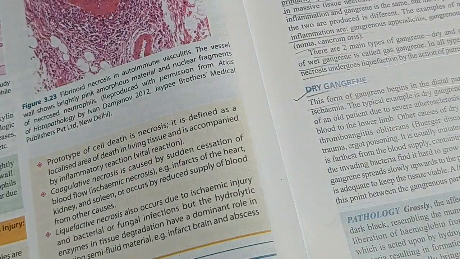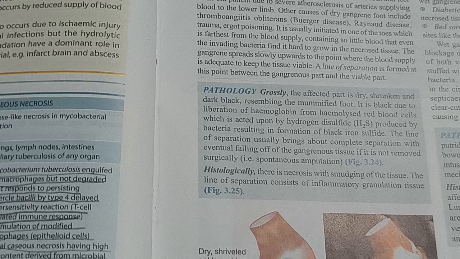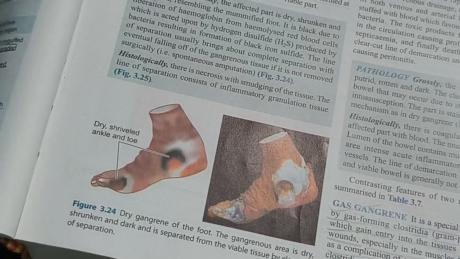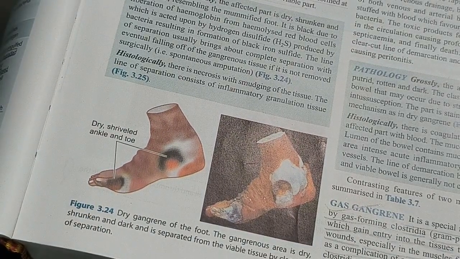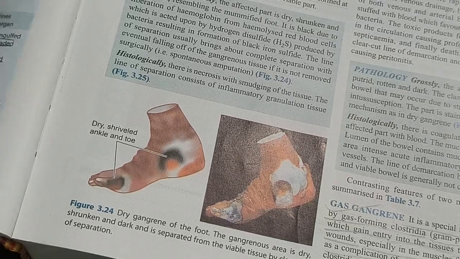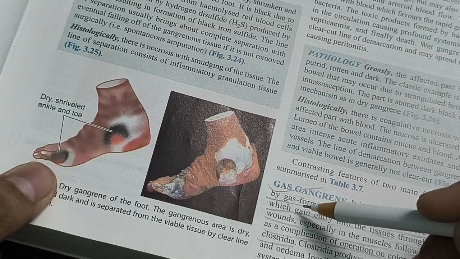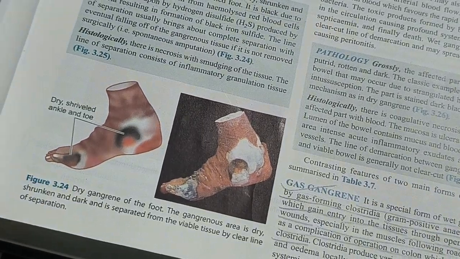And the last part that I want to explain is gas gangrene. Gas gangrene is basically a type of wet gangrene, because you know that in wet gangrene bacteria are present, but in the case of gas gangrene, the bacteria present are the gas-forming Clostridia.